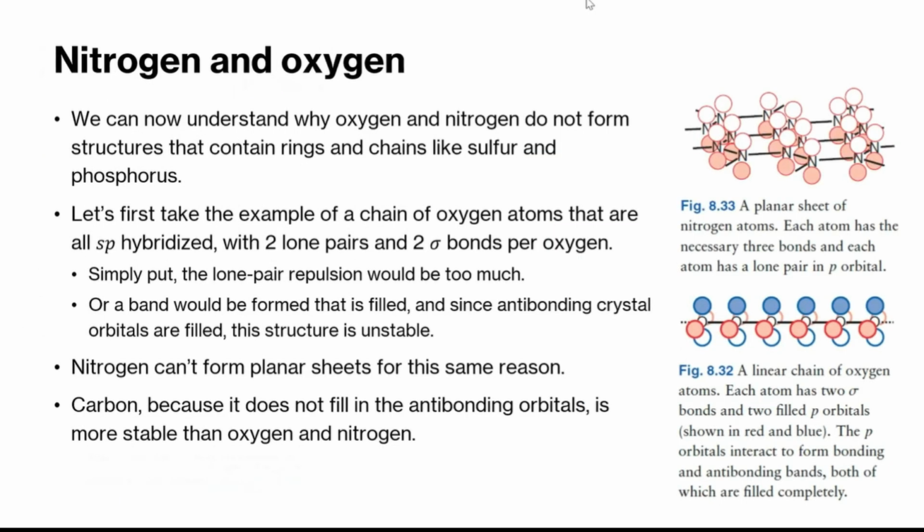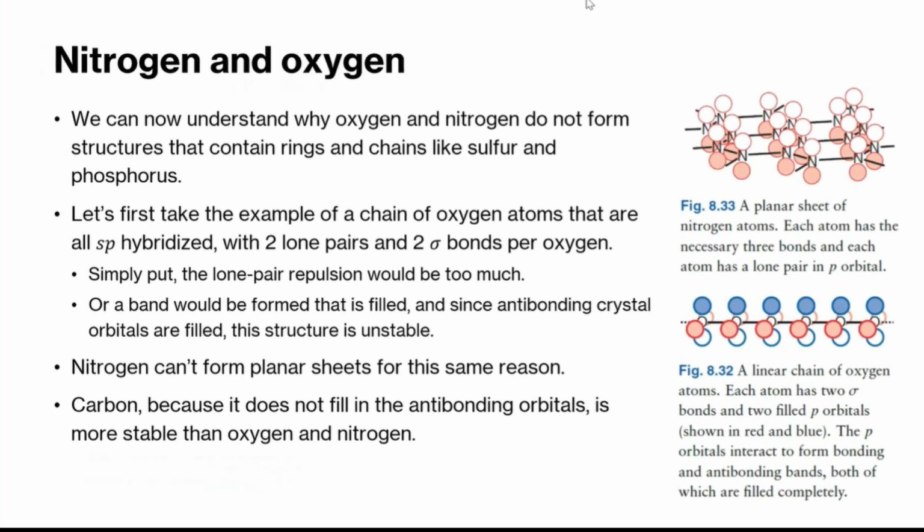So next we're going to go over nitrogen and oxygen. We can now have an actual view on why oxygen and nitrogen do not form structures that contain rings and chains, like sulfur and phosphorus. So let's take that first example of the chain of oxygen atoms that are all sp hybridized. So you have 2 lone pairs and 2 pi bonds per oxygen. So we're just assuming that there's going to be some kind of chain.